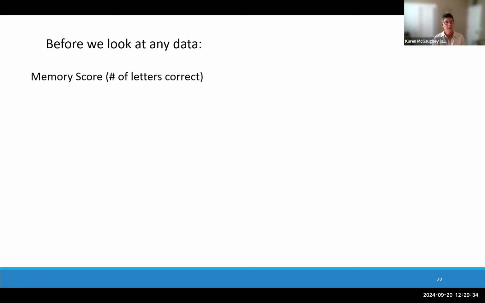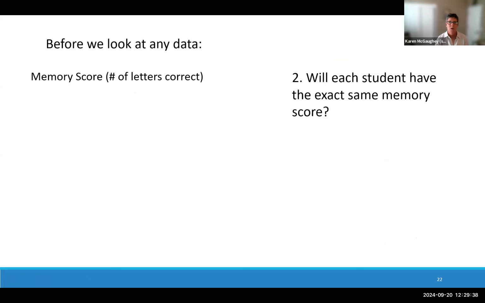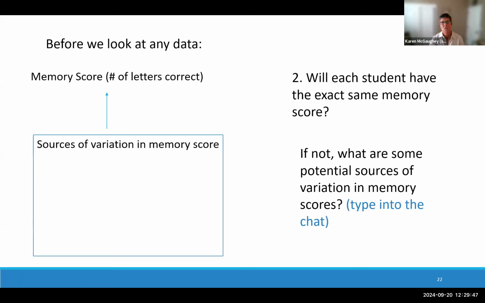So before we look at the data, though, I would want students to think about, will each student have the exact same memory score? No, right? And if they don't, what are some potential sources of variability in those memory scores, right? So if you want to chat again, what are some things that you would reasonably believe might be causing variability in memory scores?